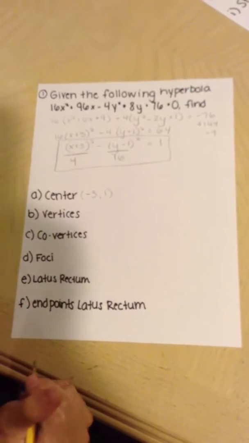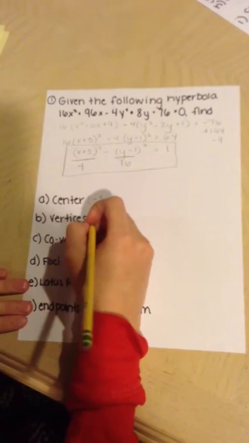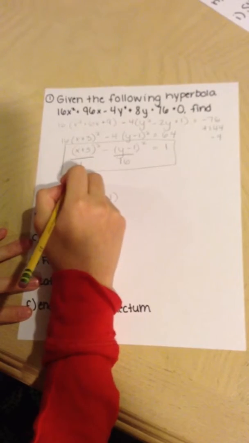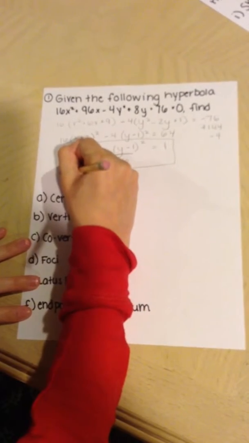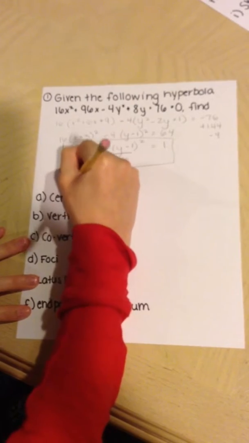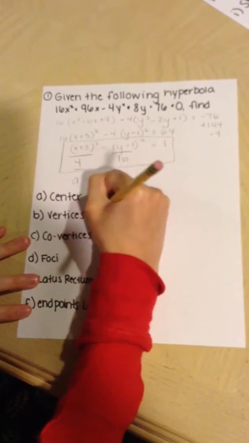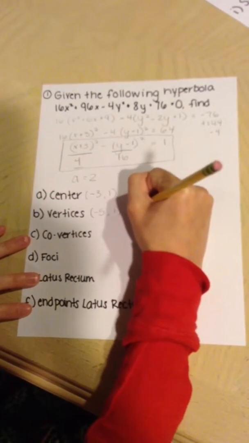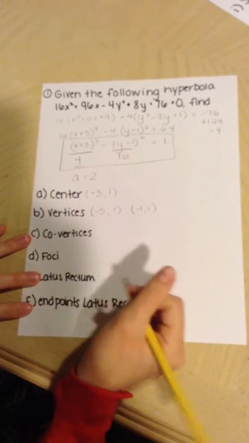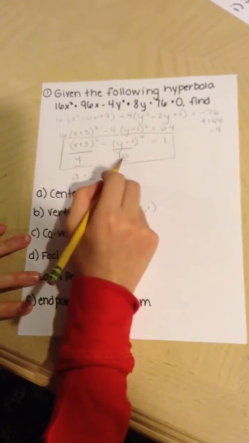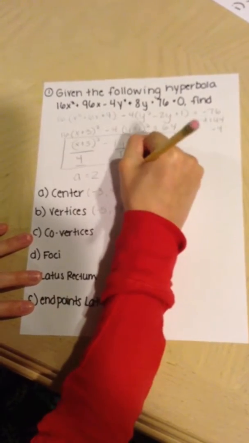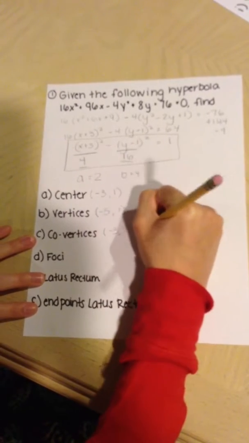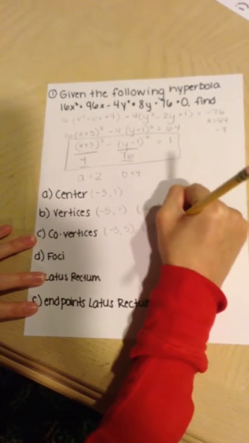Now the vertices, to get the vertices, we have to add to our x value. This is our a, under x. So a, this is our a squared. So a is going to be 2, a equals 2. So you subtract a, and you add a. Now for the co-vertices, you do the same thing, but with b. This is b squared, so b equals 4. So then it's negative 3, comma 5, and negative 3, comma negative 3.